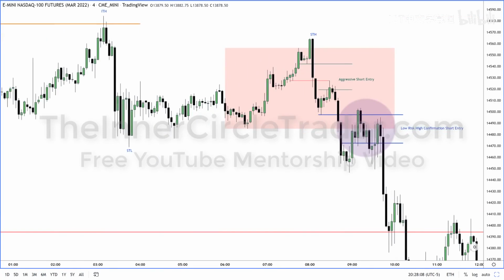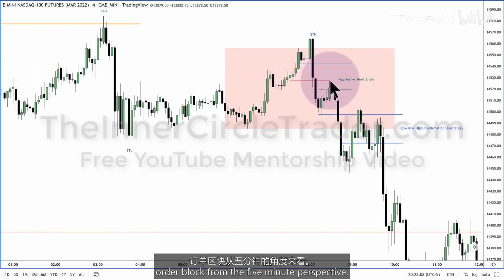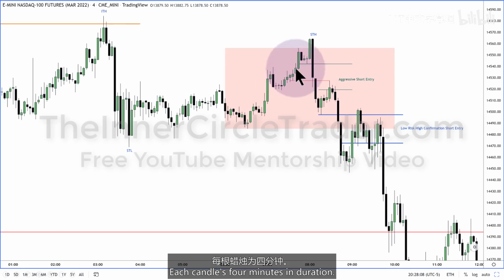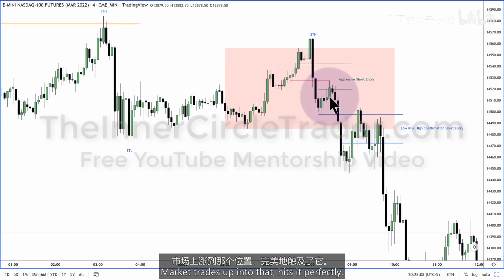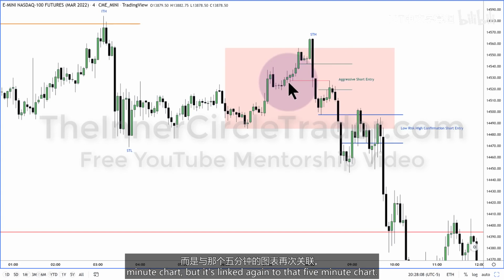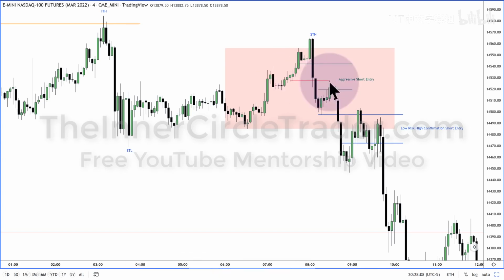Dropping down to a 4-minute chart, here's that same order block from the 5-minute perspective. It's a little skewed now because we're looking at 4 minutes. Each candle's 4 minutes in duration. Market trades up into that, hits it perfectly. Not linked to anything on the 4-minute chart, but it's linked again to that 5-minute chart. Hits it right there beautifully, trades lower, comes right back up, trades into the top end of that fair value gap on the higher time frame.